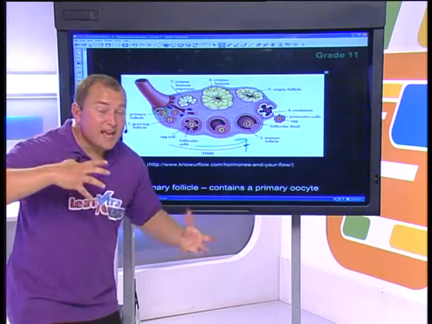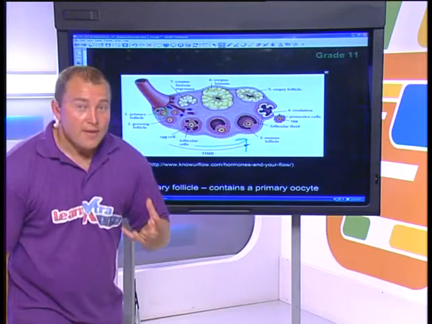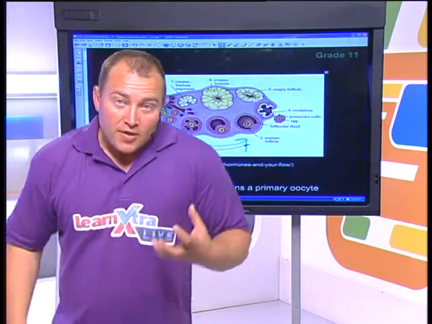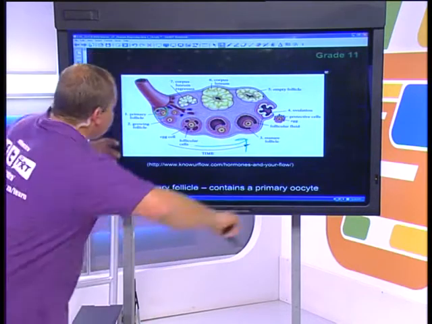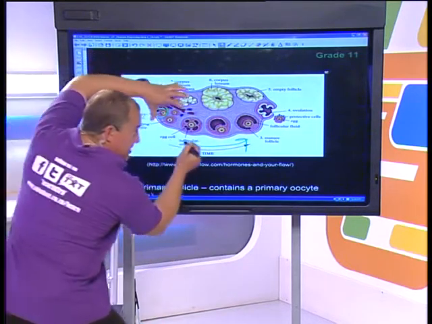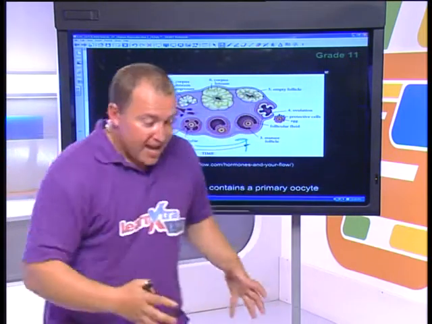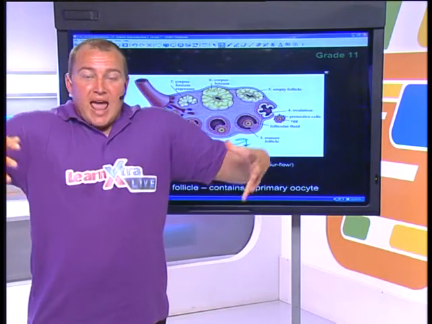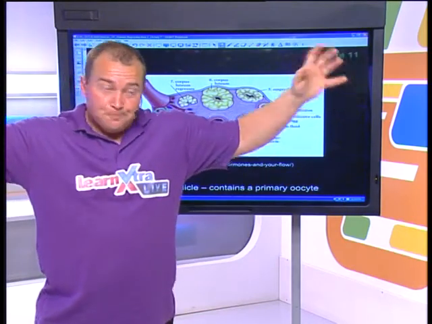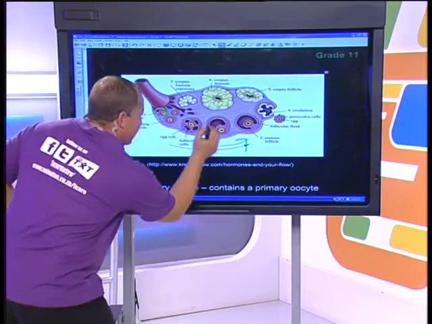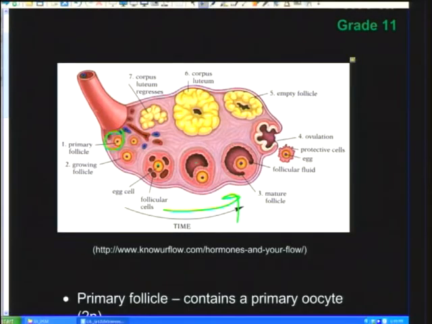Now, all these names you should get to know. The Graafian follicle is quite cool because as time moves on, for about 14 days, this thing gets bigger and bigger. Inside these follicles is your egg, your oocyte.